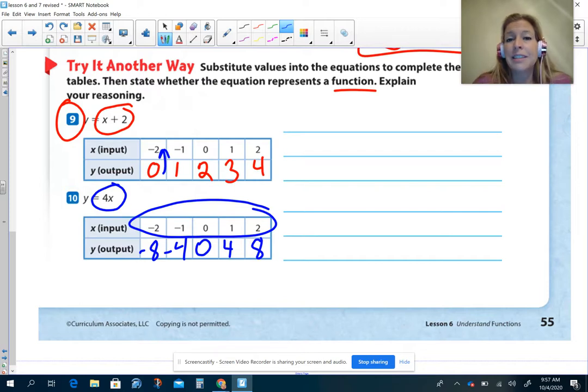Today, y'all finished day 2 of lesson 6. Understanding what a function is, and that a function doesn't always have to be a straight line. But my x's, I cannot have repeating x's.